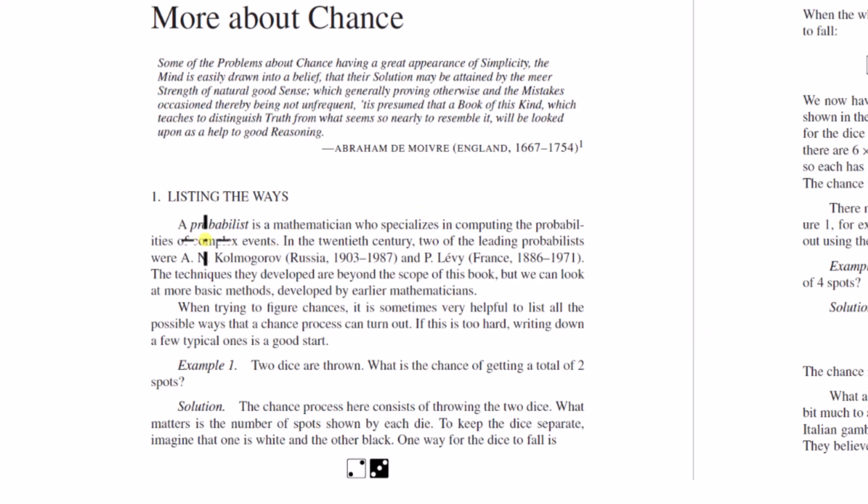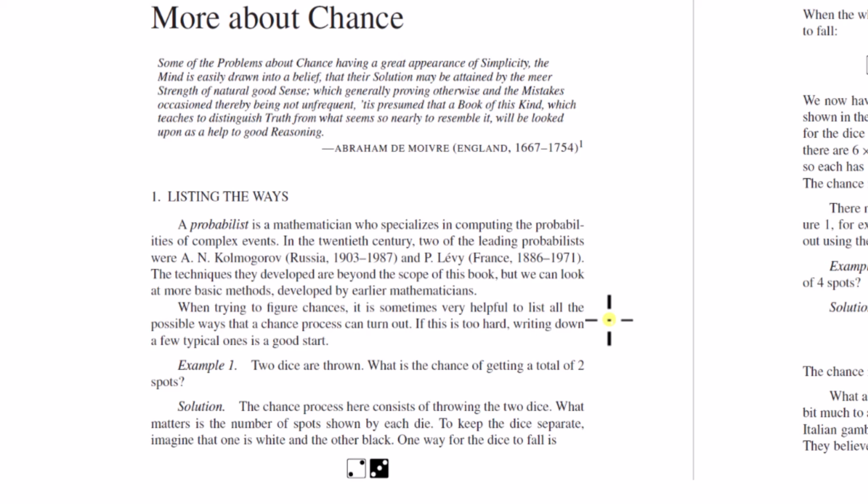A probabilist is a mathematician who specializes in computing the probabilities of complex events. In the 20th century, two of the leading probabilists were A.N. Kolmogorov from Russia and P. Levy from France. The techniques they developed are beyond the scope of this book, but we can look at more basic methods developed by earlier mathematicians. When trying to figure chances, it is sometimes very helpful to list all the possible ways that a chance process can turn out. And if this is too hard, writing down a few typical ones is a good start.